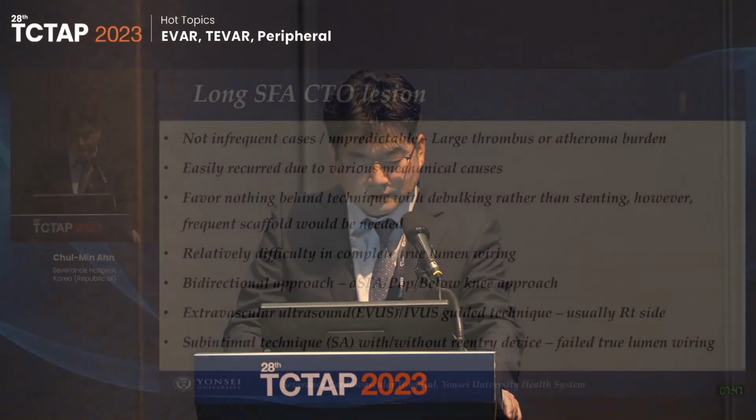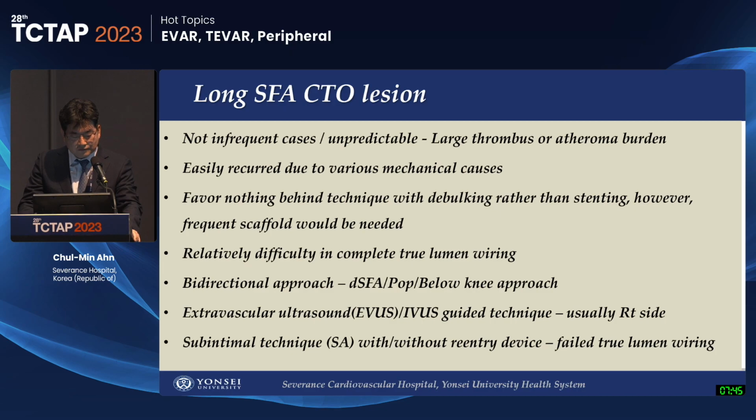Welcome. Thanks, Chairman. My topic was long CTO with endovascular treatment. Long CTO is not an infrequent case and is unpredictable, with a large thrombus or arterial burden, and it easily recurs due to various mechanical causes and is relatively difficult for complete true lumen wiring. Usually we use a bidirectional approach, IVUS guided, which is sometimes beneficial for true lumen wiring.